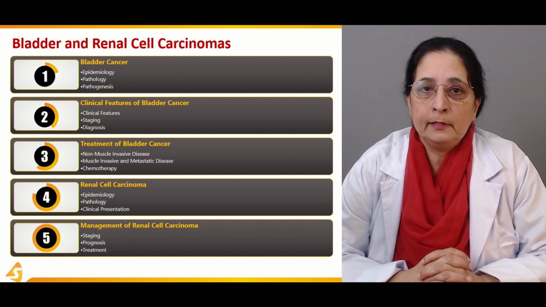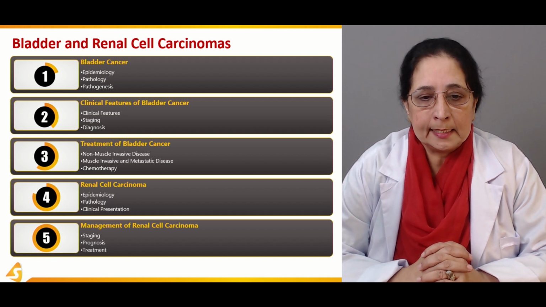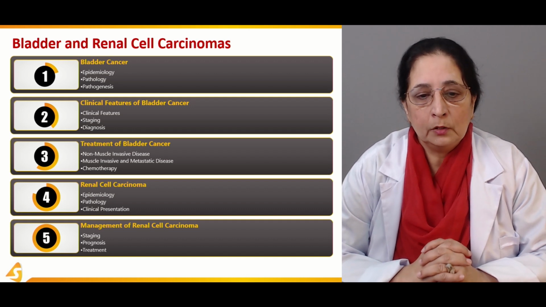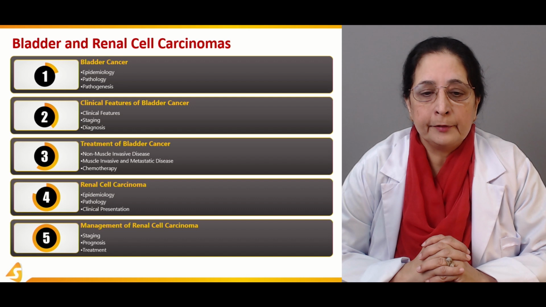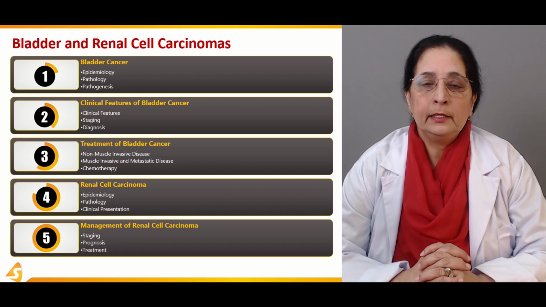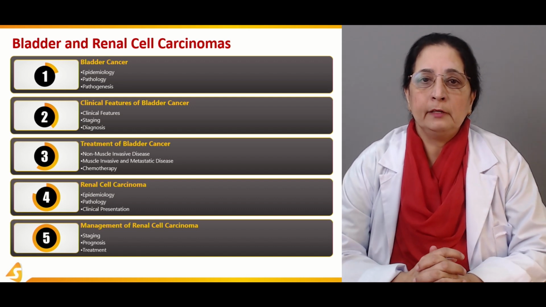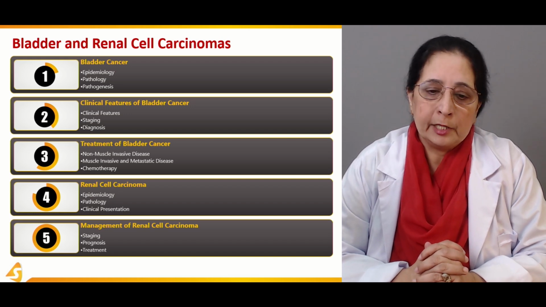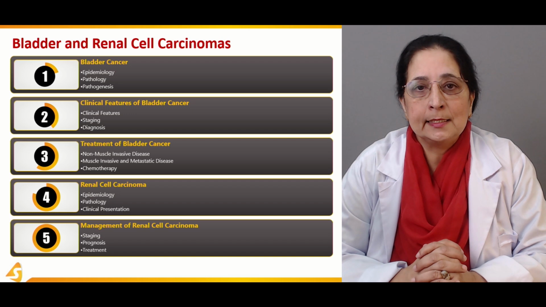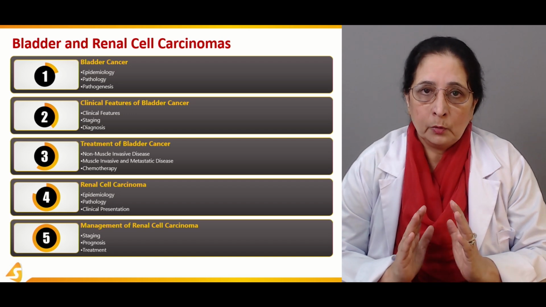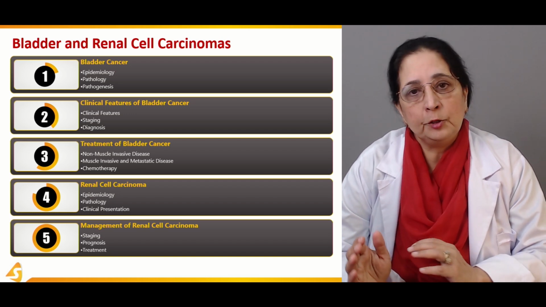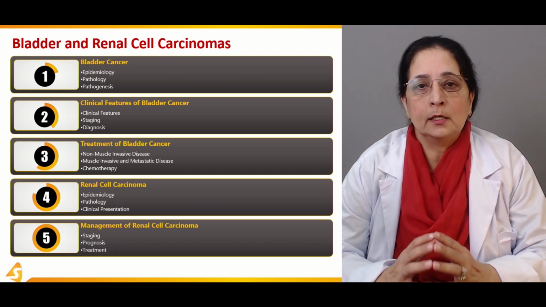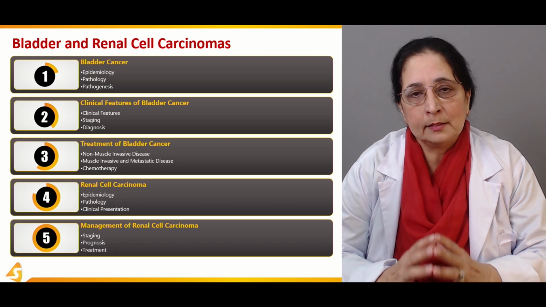Then after this, we will move on to renal cell carcinoma, epidemiology, pathology, and clinical presentation. And then in the fifth and final section, we will talk about the staging, prognosis, and treatment of the renal cell carcinoma.